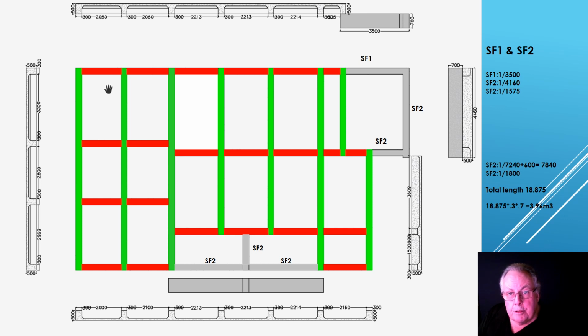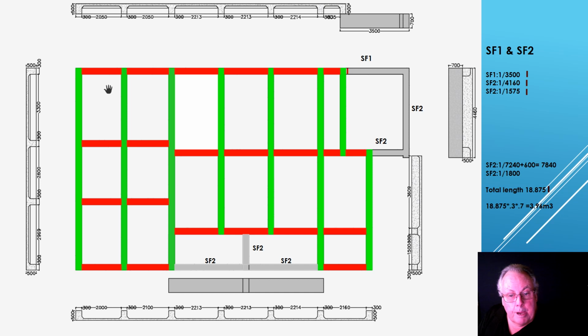When we look at this length from here to here, we only see this amount because we're looking at a plan view, but you can tell that this sits underneath here. So there's 3 dimensions, 3500, 4160, and 1575. When we add those all up, plus this distance and these here, we end up with 18 meters 875.